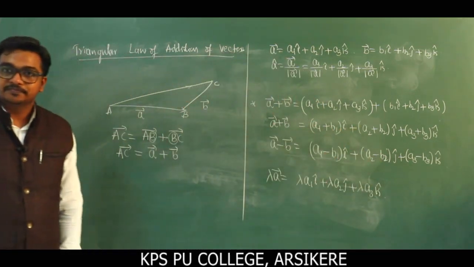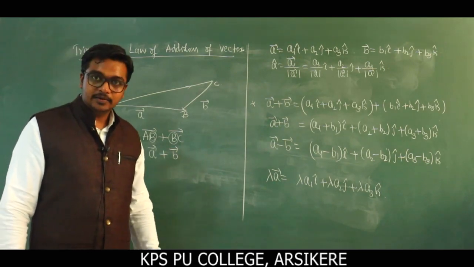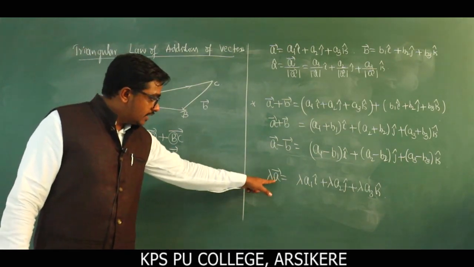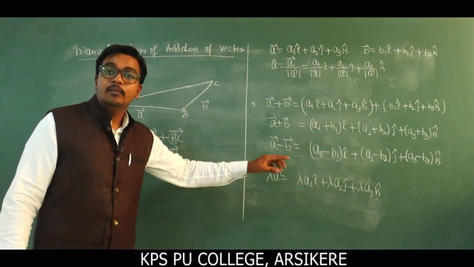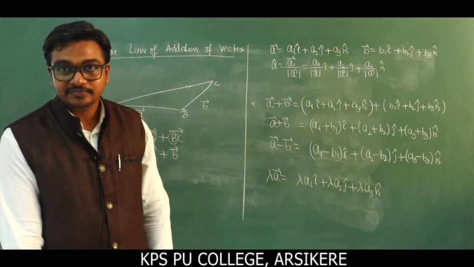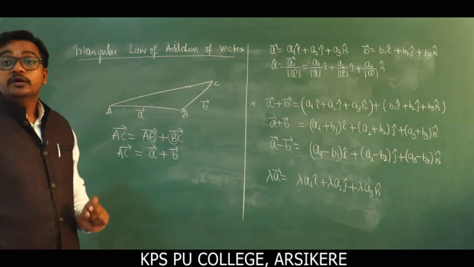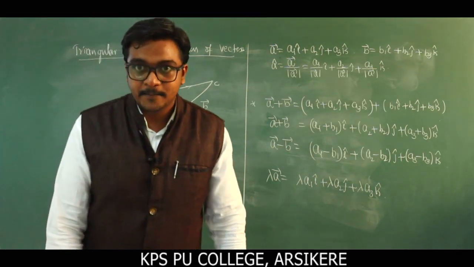It's a concept. Understood, children? Scalar multiple of vector. Scalar multiplication of vector, or multiplication of vector by a scalar quantity lambda. Understood, children? Next we are going to discuss a very important one, section formula.